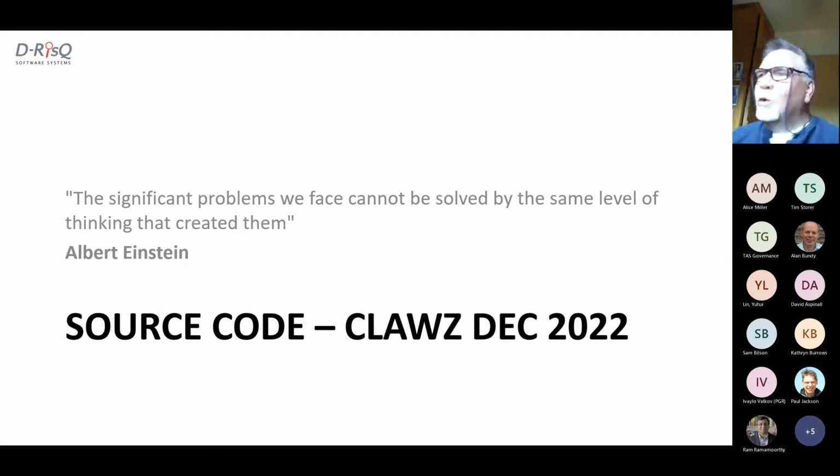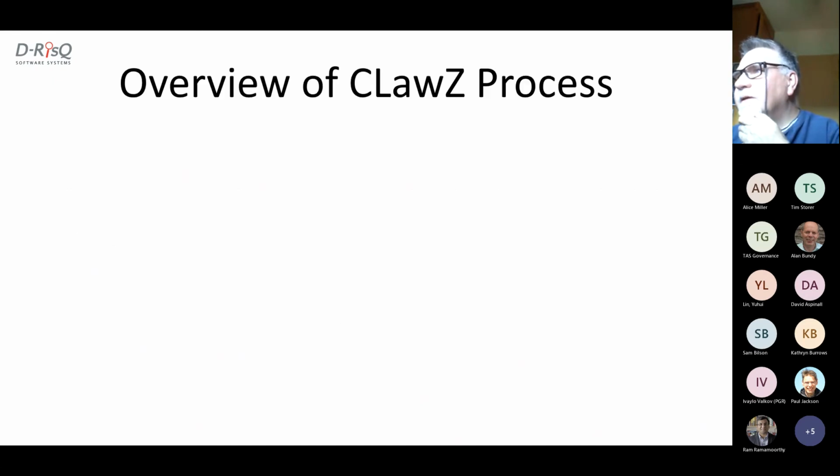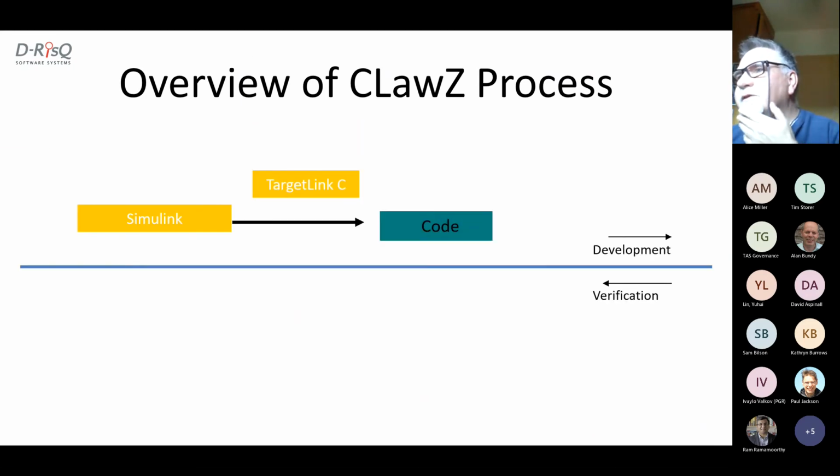So we've got the tool CLawZ, which is looking at source code against design. We're due to have, say, a beta version for Simulink and Stateflow in December. We already have a version just for Simulink, which is extant. The overview of the CLawZ process is very similar to ModelWorks in that we use a commercial off-the-shelf autocoder, in this case TargetLink from dSPACE. The Simulink generates the code automatically. That's forward development, so that's completely automatic.